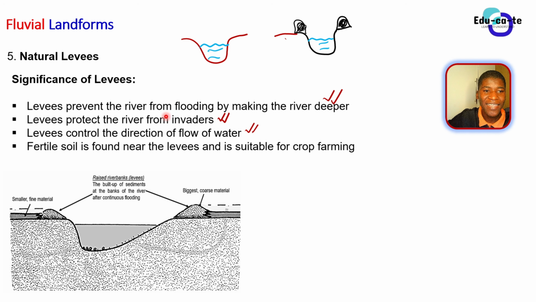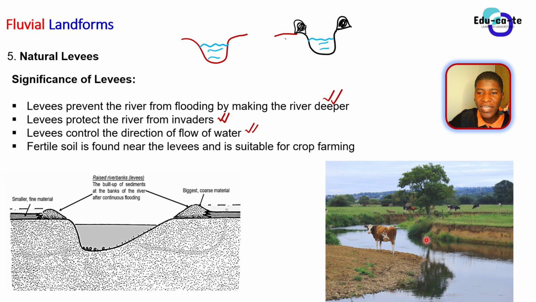And then the other thing, which is most significant to us as humans, is that there is fertile soil found near the levees. Remember I've said that smaller fine material is deposited far away from the river's course. When flooding occurs, the largest coarse material accumulates at the riverbanks, that is the natural levees. But far away, we have these smaller fine materials. The soil particles are suitable for crop farming because they are fertile. They actually make fertile soil.